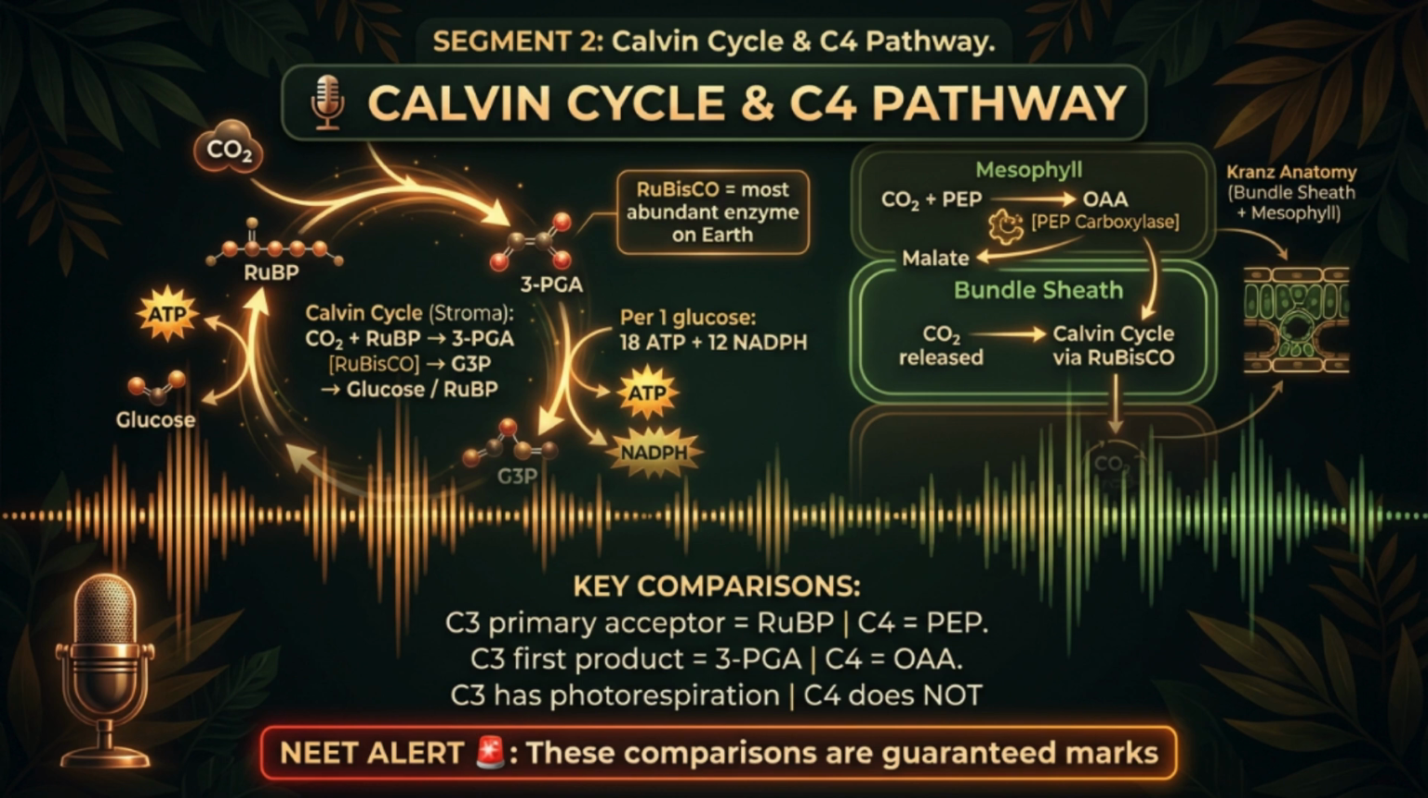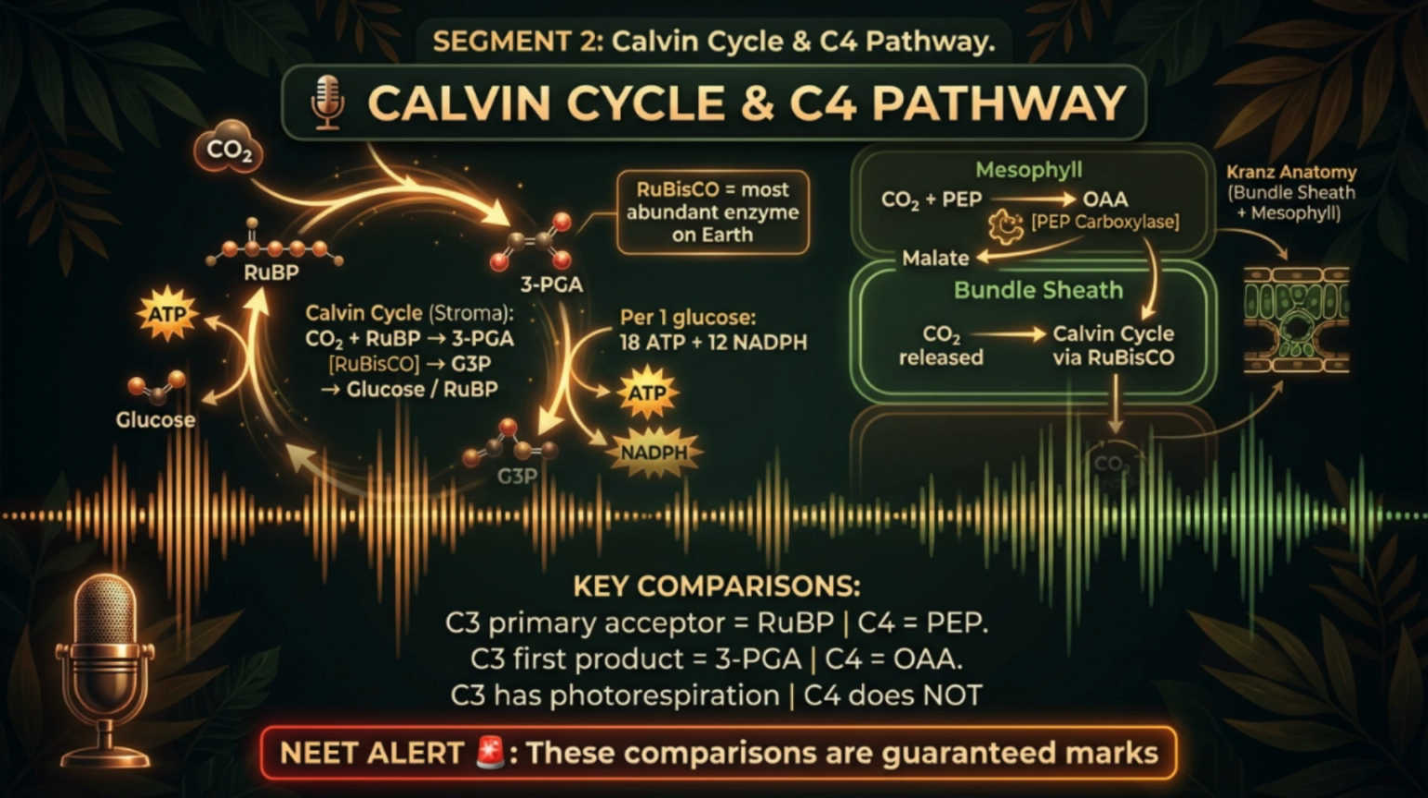Now, the C4 pathway. C4 plants solve the photorespiration problem using 2 brilliant strategies, a structural one and a biochemical one. Structurally, Kranz anatomy. The vascular bundle is surrounded by bundle sheath cells with large chloroplasts, which are surrounded by mesophyll cells. This physical separation of CO2 fixation stages is key.